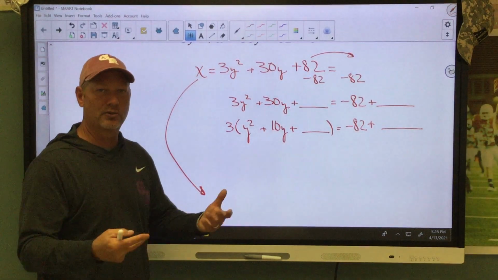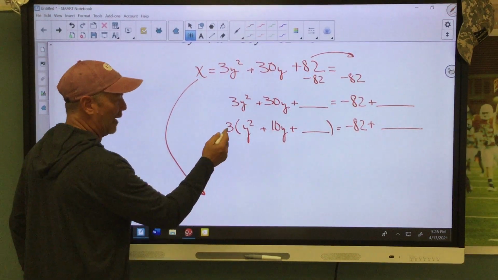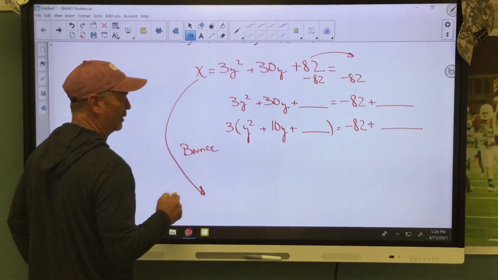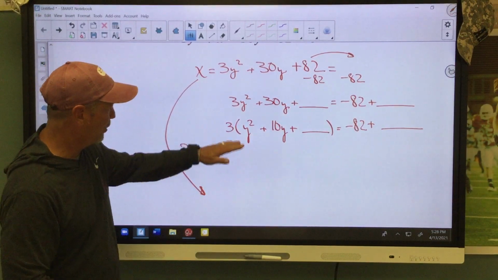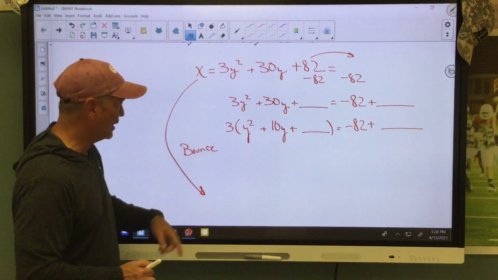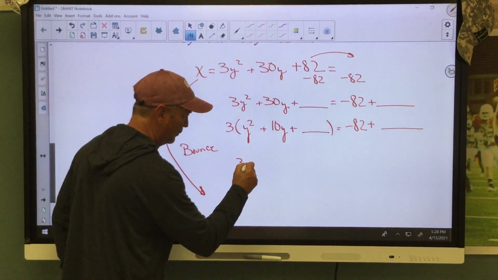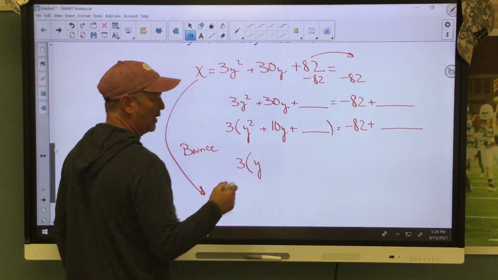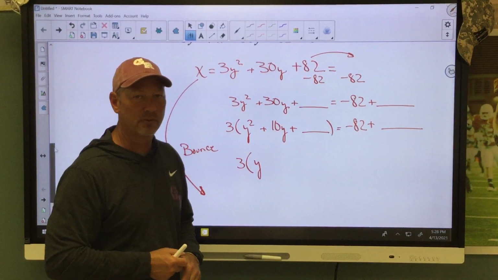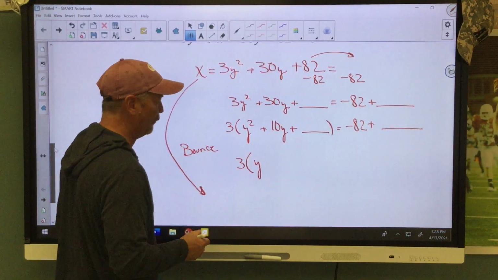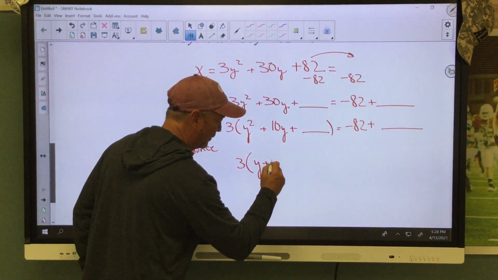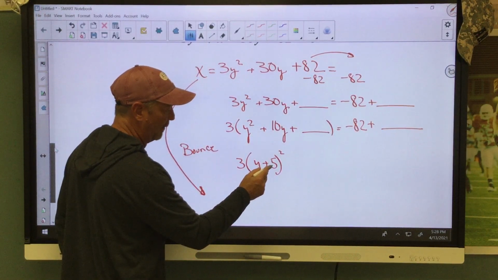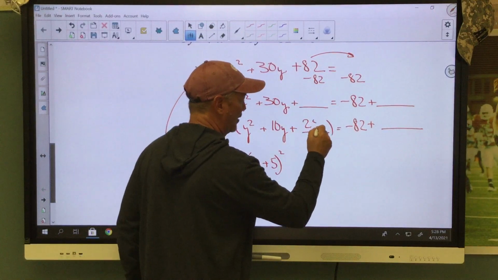So here's my rule. Here's the rule we do this. If you're going to factor a number out, you're going to have to end up bouncing. Okay? So you keep the 3 coming down. Keep this outside 3. And then we're going to start it as y. And I'm going to ask you to take half of your b value, just like we did in the past. Take half of b, which would be a 5. And then we're going to ask you to square it. 5 times 5 is 25.